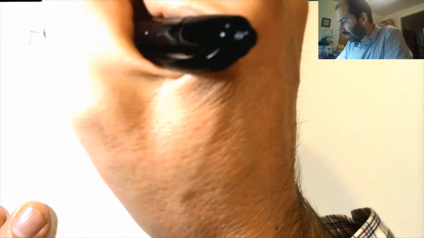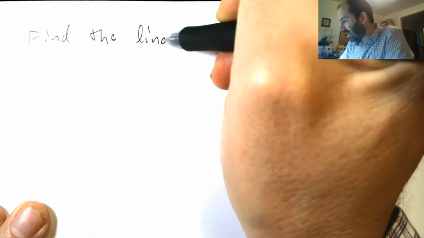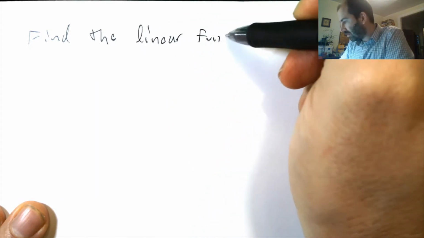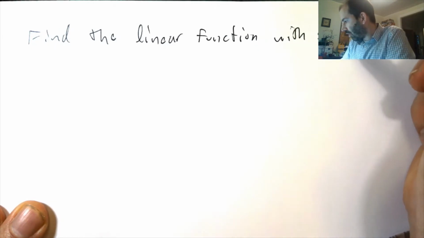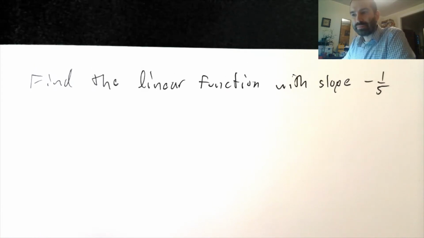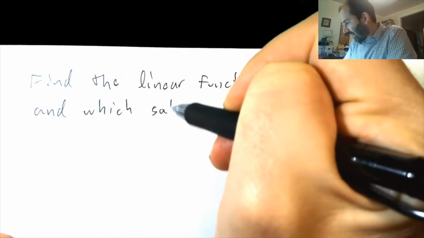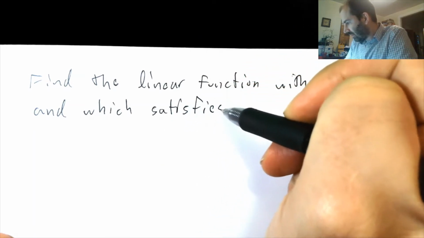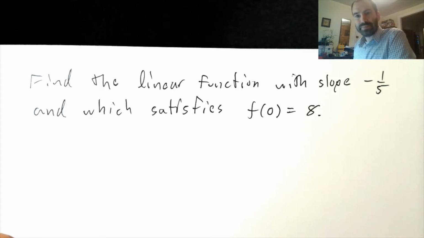Okay, so we are going to find the linear function with slope negative 1/5 and which satisfies f of 0 equals 8. Okay? Well, what do we have here?